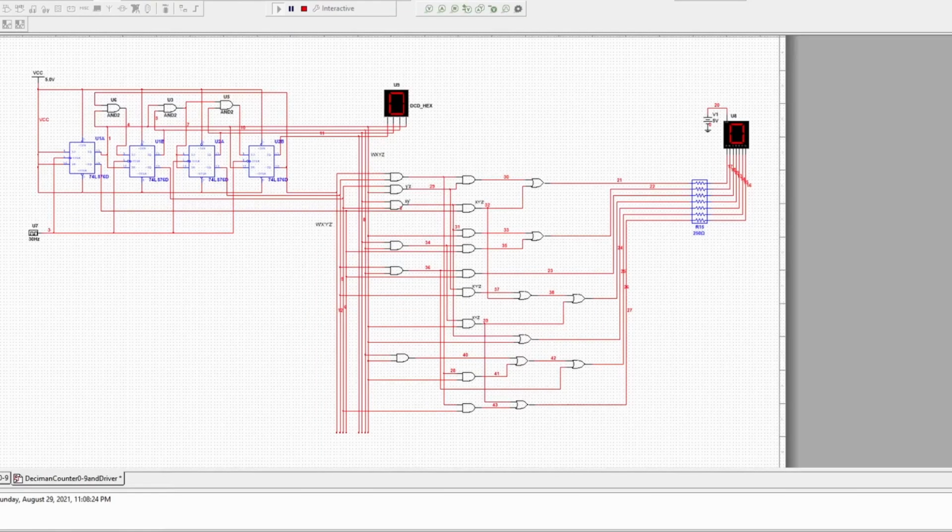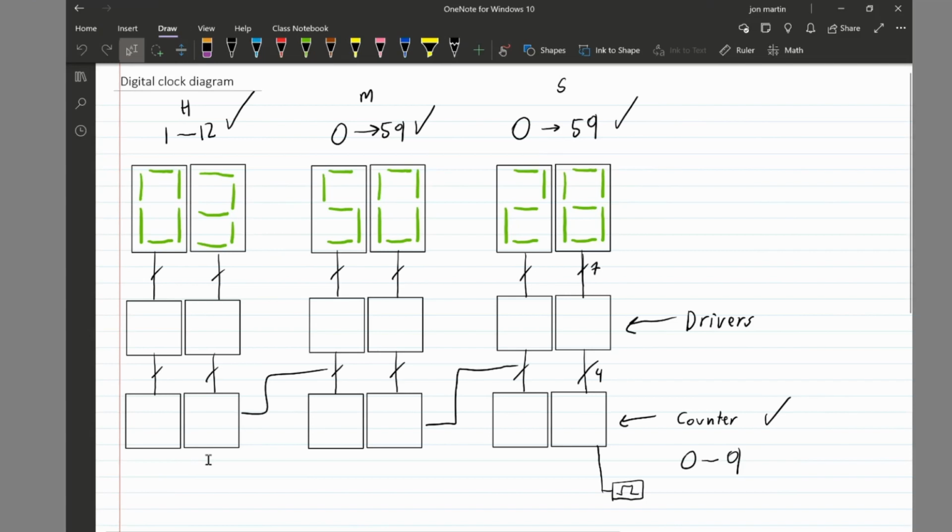So let's go back to the diagram that we have here. The drivers, we can consider them as done. Change to black. So now we finished everything. We did the counter. We did the drivers. We did the counter that goes from 0 to 59. And then we did the counter that goes from 1 to 12. So now what we need to do is find a way to combine all of this together and make them work with one another such that we get a 12-hour digital clock.